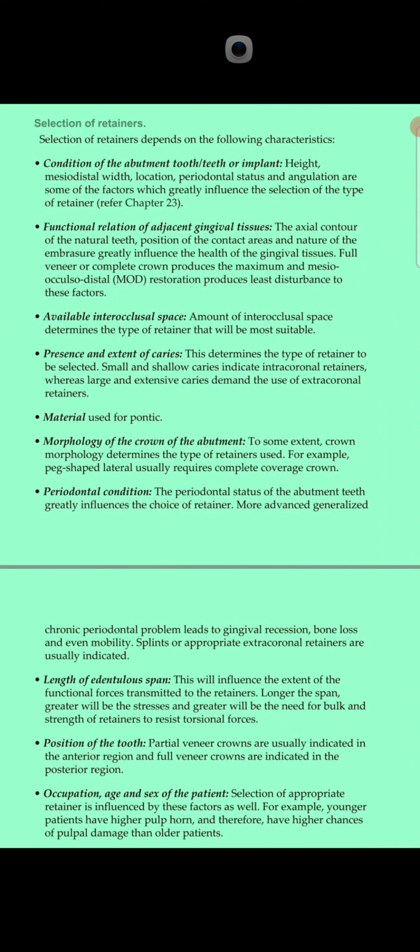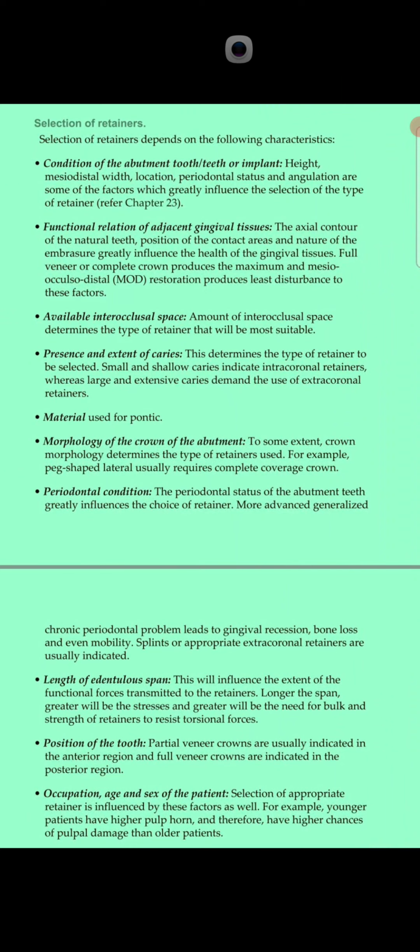Next is the morphology of the crown of the abutment. To some extent, crown morphology determines the type of retainer used. For example, peg-shaped laterals usually require complete coverage crown. Mean the selection of retainer is also determined by morphology of the crown of abutment. Like in peg-shaped lateral, we give complete coverage crown, mean extracoronal retainer.